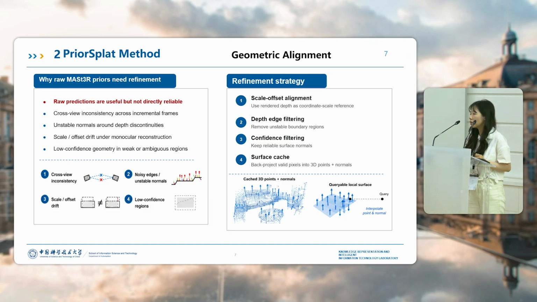We mask out the unstable boundary regions where normals are unreliable. Third, confidence filtering. We retain only high-confidence surface normal estimates. Finally, the surviving pixels are back-projected into a surface cache, which is a set of 3D points associated with normals.